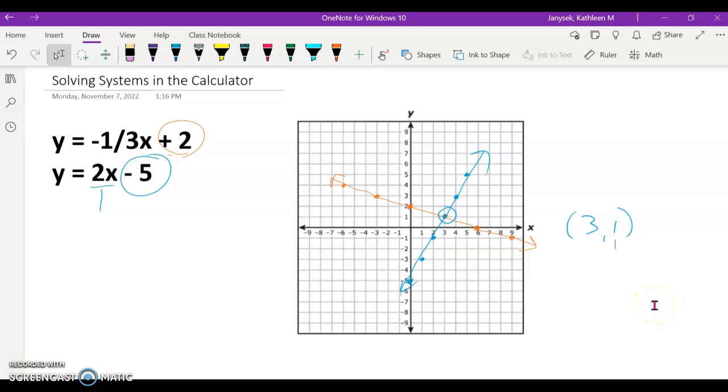You can also get this same solution by solving using elimination or substitution method. So no matter what, our goal was to find where those two lines intersected, the one point where they meet. So there's a few different methods.